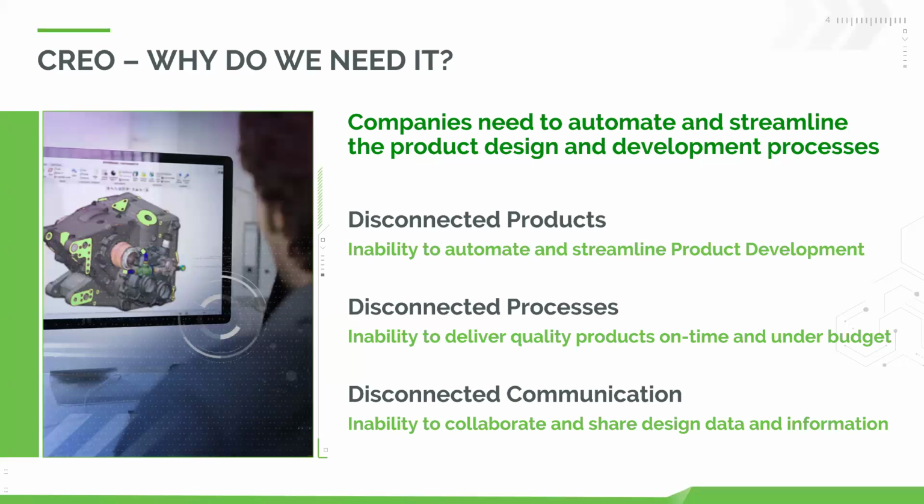Disconnected products means I have a disconnected process, right? Because what I'd love to do is make a change to the design and have that change automatically update. Well, we don't have that because, again, we broke the digital thread. So now we have a disconnected process, which makes it very difficult and manual to make all of those updates when these design changes happen. So it's difficult to deliver those quality products on time and under budget and various other reasons.